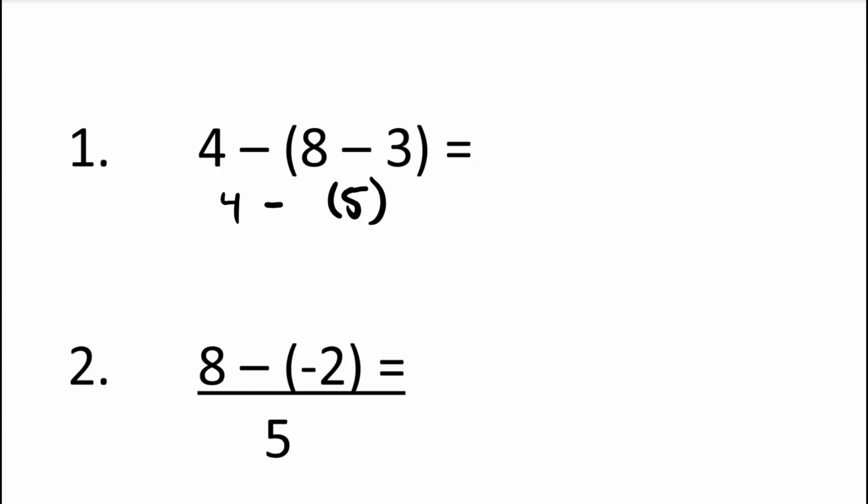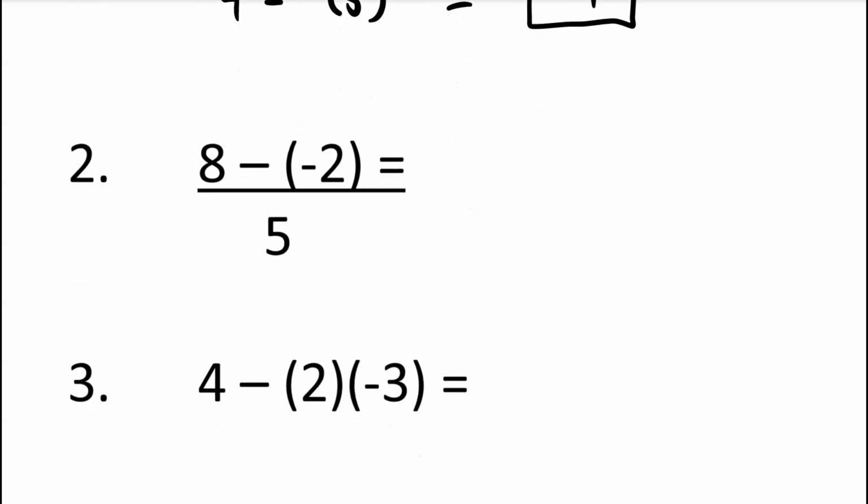The next step is to do exponents. Are there any exponents in here? No, there aren't. Is there any division in here? No, there isn't. Multiplication? No. Adding? No. And subtraction, this is our last part. So 4 subtract 5 will get us minus 1. And that will be our final answer.